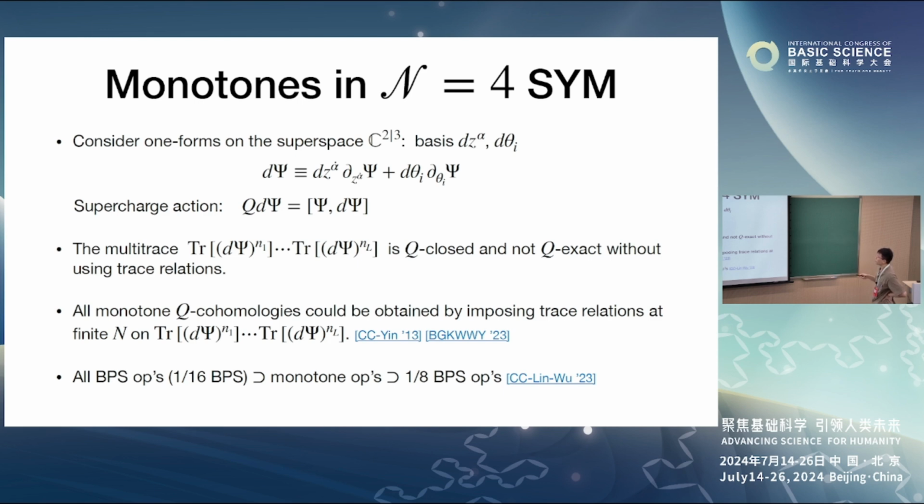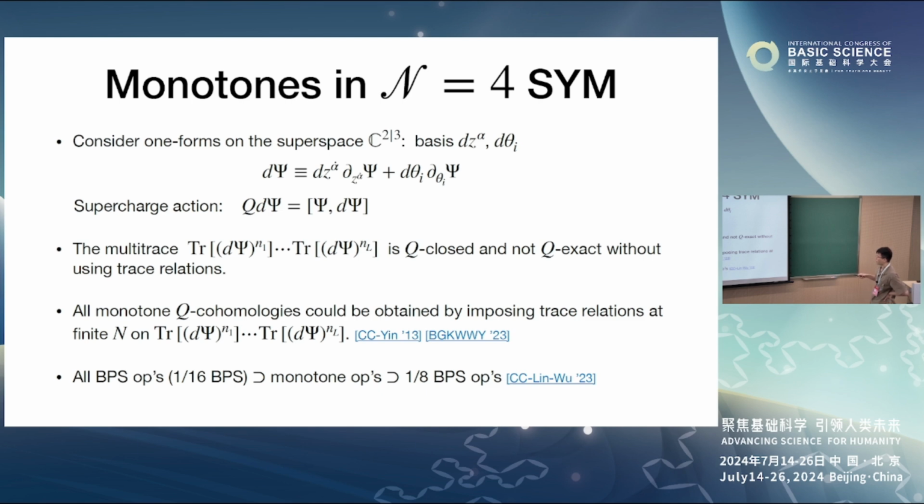And first, about the monotone cohomology. In N=4 super Yang-Mills, to write them down, we need to consider one-forms on this superspace. This superspace has basis dz and d theta. So we have this d psi that can be expanded in this form. And now the previous Q action on psi can be written like this.